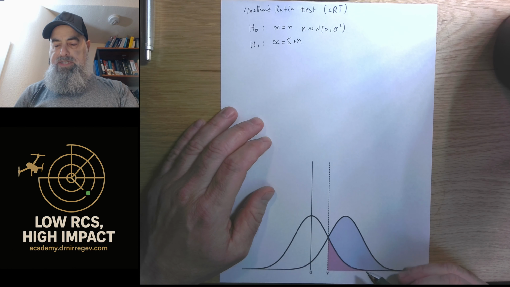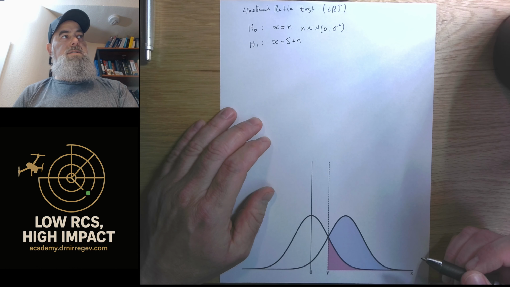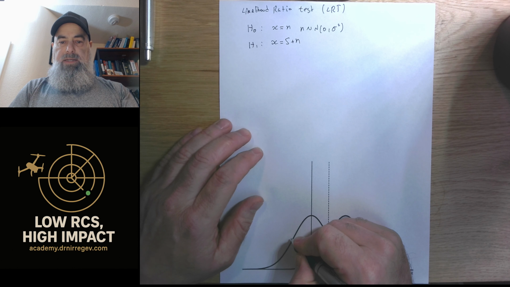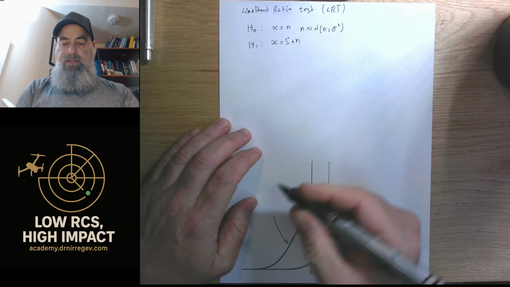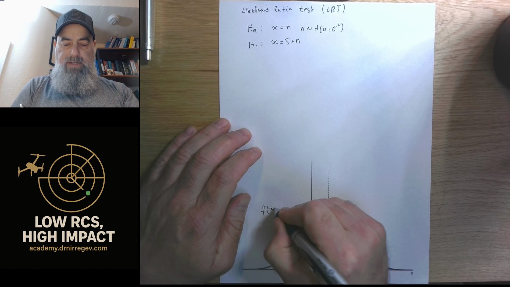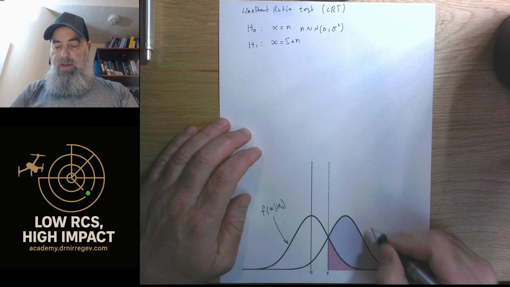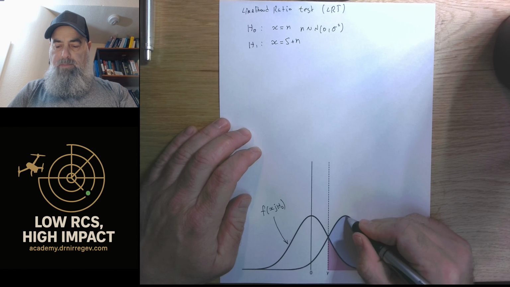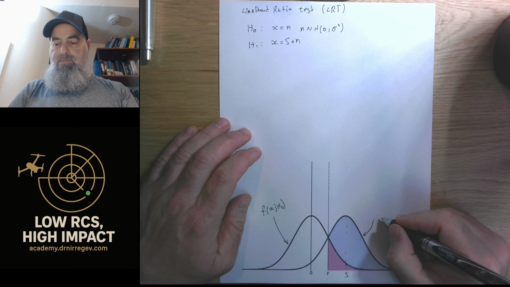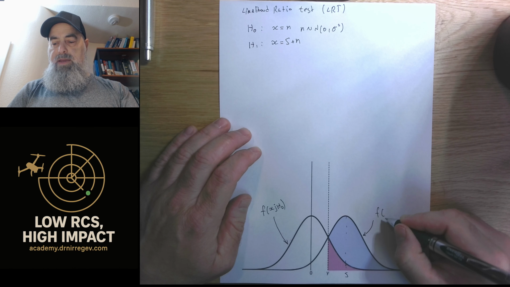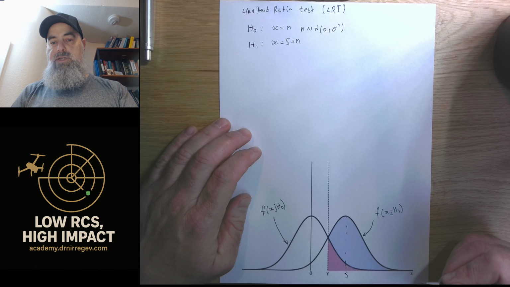Okay, in other words, what we have down here is a PDF. This PDF represents the PDF of X under the null hypothesis, under H naught, and we will call this Gaussian f of X under H naught, and this Gaussian, which is shifted by what amount? By the amount S, okay? And we will call it the PDF of X under the alternative hypothesis H1.